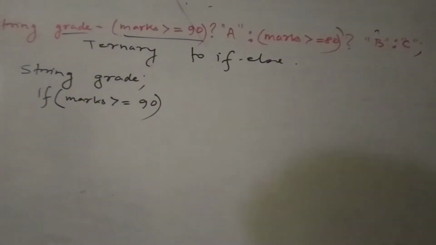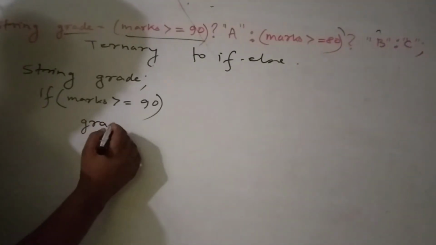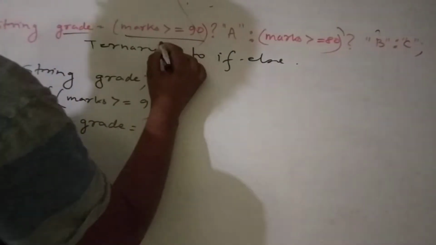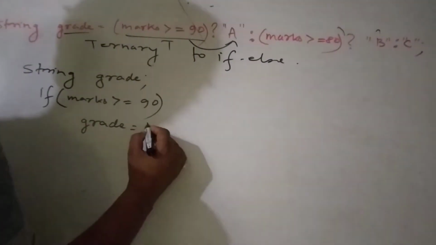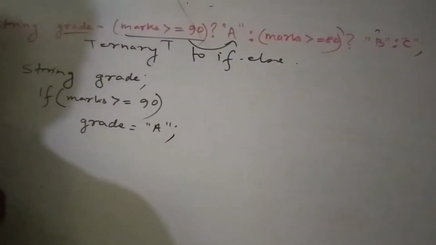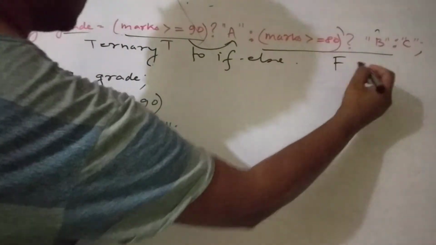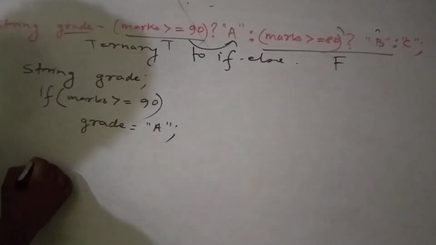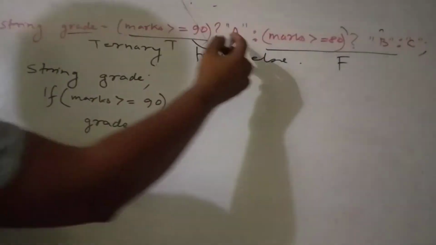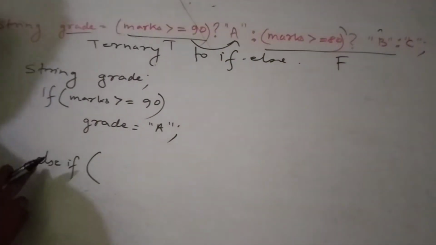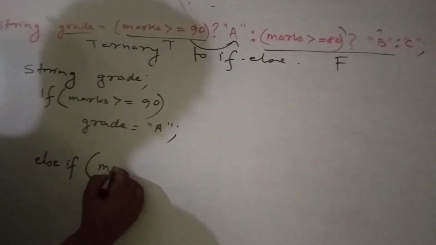So if your marks is greater than or equal to 90, then the value of grade will be how much? If this condition is true, it will enter the first part. So in your first part, what is the value? A. Clear? Okay. And this is what? This is your else part, okay? This is your false part. So else if again comes. In the else part there are again two outcomes, that's why I have written else if. Okay?